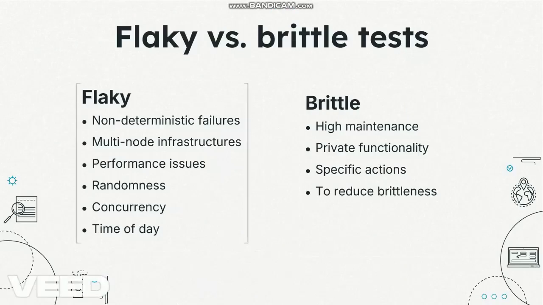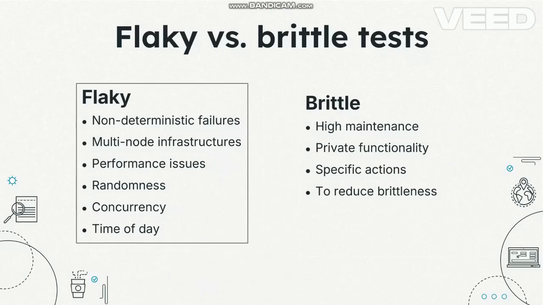Now let's discuss flaky tests, a major challenge in software testing. These tests fail randomly, making it harder to identify real issues. One reason for flaky tests is non-deterministic failures, where tests fail randomly, like a light that flickers without any clear cause. They are also vulnerable in multi-process or multi-node infrastructures, where different parts of the system don't communicate smoothly, causing unexpected errors. Performance issues or timers can also lead to flaky failures, especially when certain processes slow down due to system load. Randomness in tests can make results unreliable.